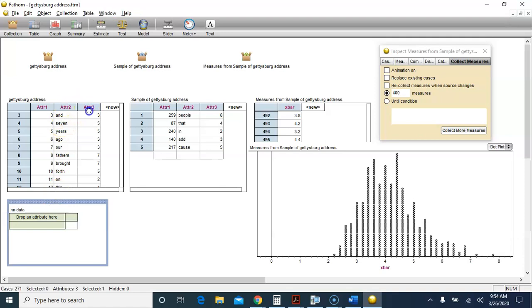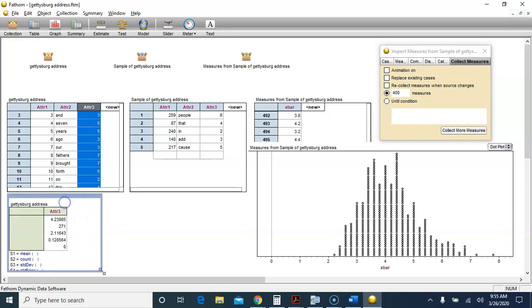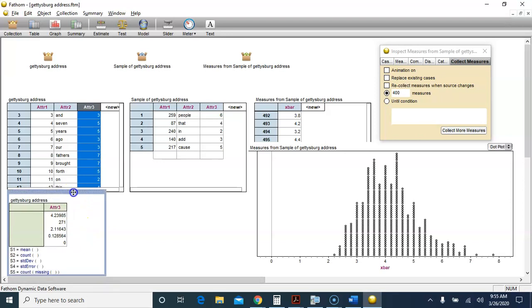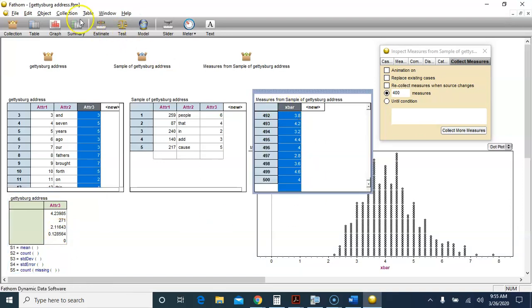Okay, so just to drag this into here, the average of our population is 4.24 roughly. And let me add the standard deviation in there. Summary, add basic statistics. So our mean, this is for the population, our mean is 4.24 and our standard deviation is 2.11.